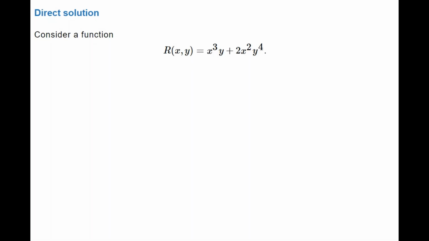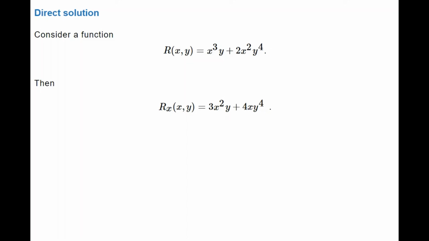So in direct solution, we are considering a function r of x y, which is defined by x cubed y plus 2x squared y to the fourth. Now, please grab a pen and paper and differentiate r with respect to x. So find out partial r by partial x, which means that you will be differentiating both of the terms x cubed y and 2x squared y to the fourth with respect to x. Please do that by pausing the video and then compare your answer with mine.